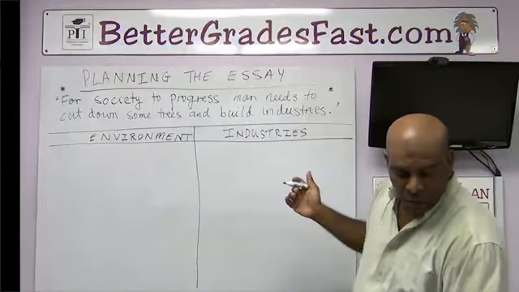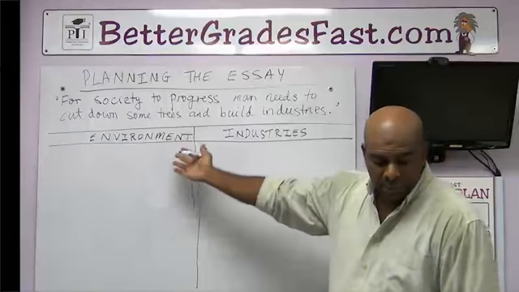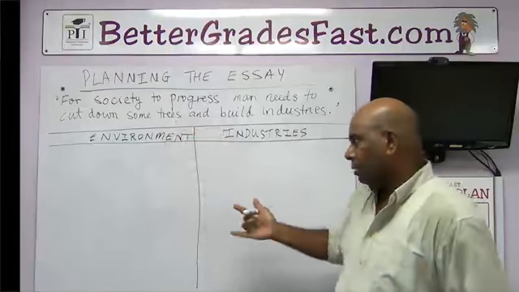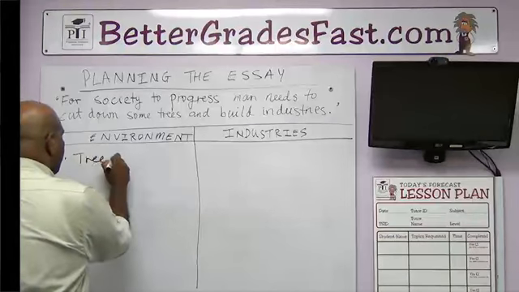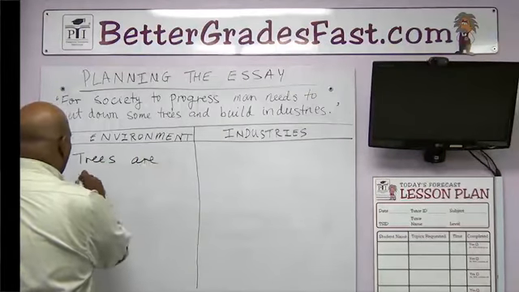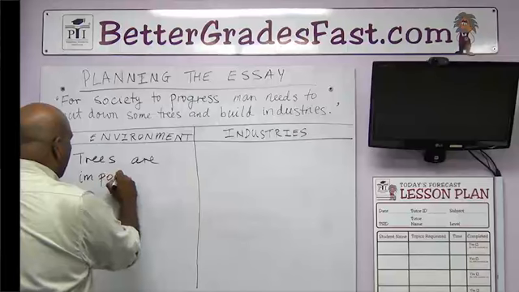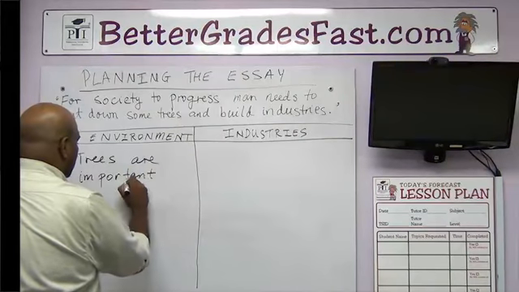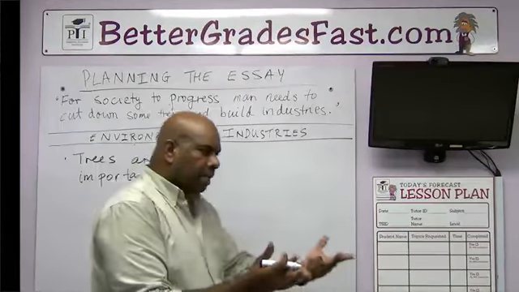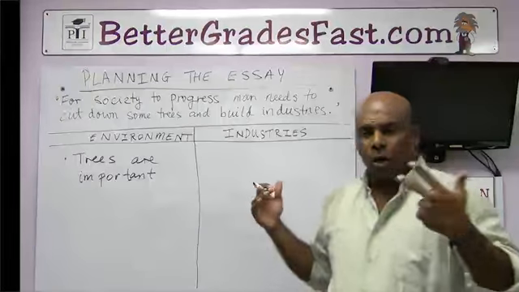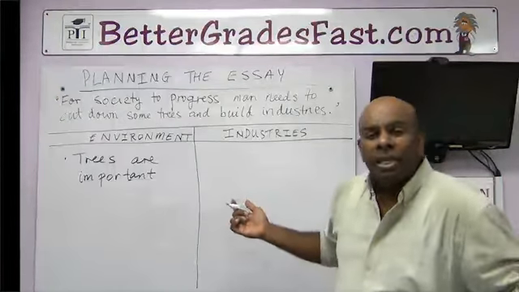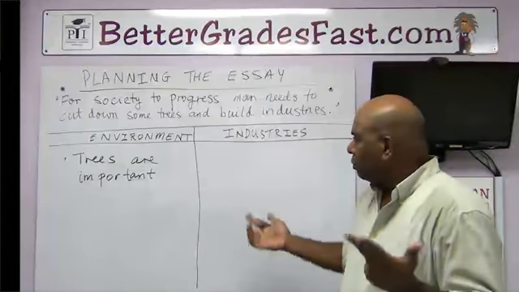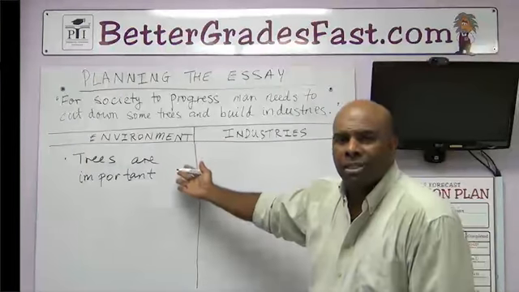So let's see. Why do we need to keep our environment natural? Well, trees are important. What do trees do? They take in harmful carbon dioxide, carbon monoxide to provide oxygen. We need oxygen to breathe, to live. So trees do that. We can't cut down the trees.